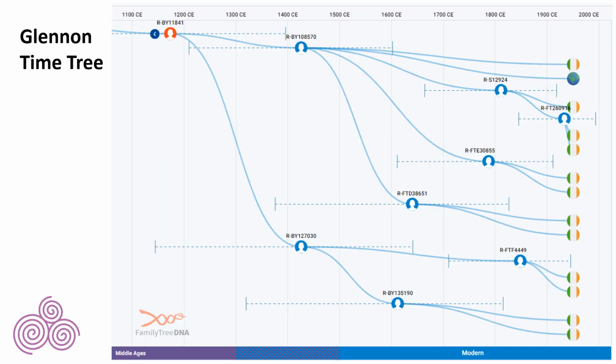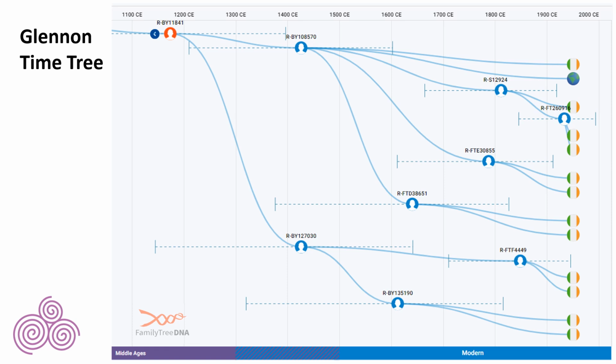Okay, and one of the ways the branching is visualized is using the Family Tree DNA Time Tree. So this is the family tree for the Roscommon and Galway Glennons. It should be noted that this tool is better for visualizing the breakup and the branching of the different families, not so good for dating the branches using the time scale at the top.